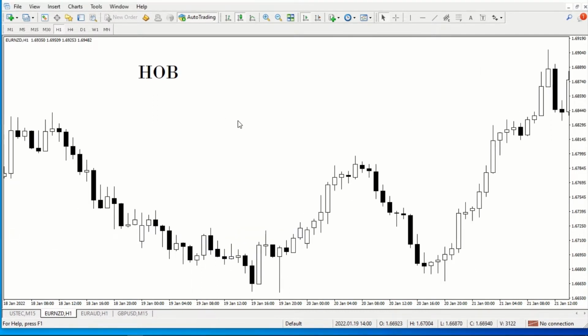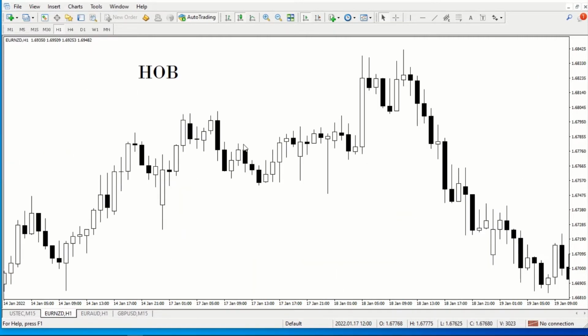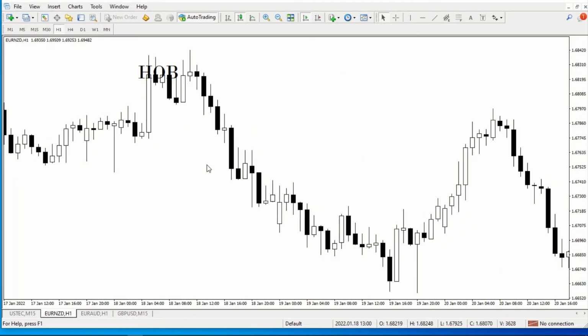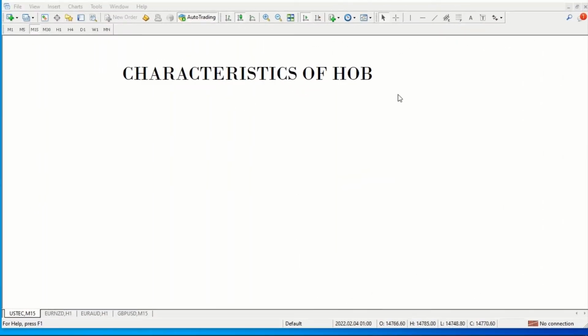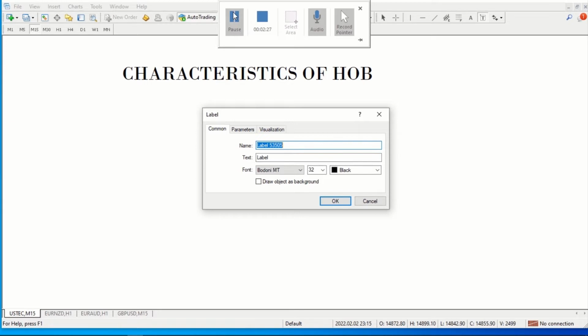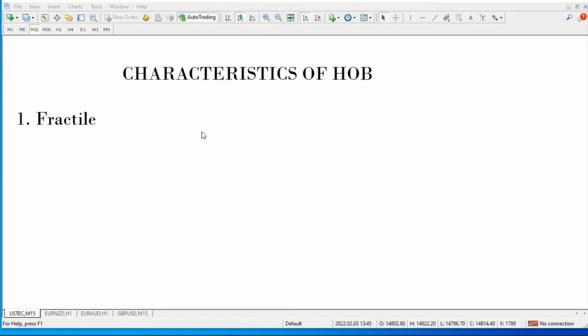Yes, one thing you must know about order blocks: they are fractal. When I say fractal, you can locate them on the higher time frames and again on the smaller time frames. So we are going to talk about the characteristics of high probability order blocks. Fractal means order blocks can be located on both bigger time frames and smaller time frames. So I'll take you to the chart and help you locate these order blocks.